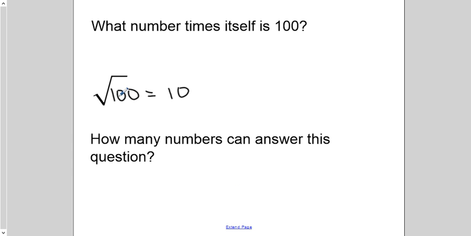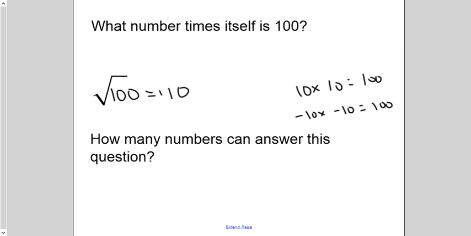How many numbers can answer this question, though? How many numbers can we multiply by itself to equal 100? Keep in mind we can't add, we can't divide, we can't half it, can't do any of that. It's got to be a number times itself. Well, we've got 10 times 10 equals positive 100. We also have negative 10 times negative 10, and that equals positive 100.